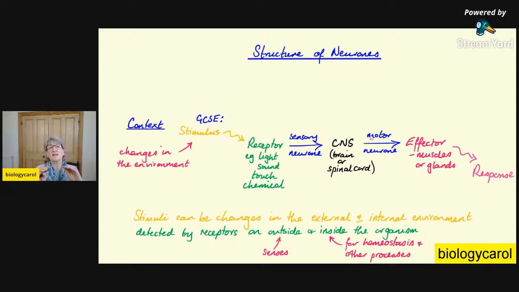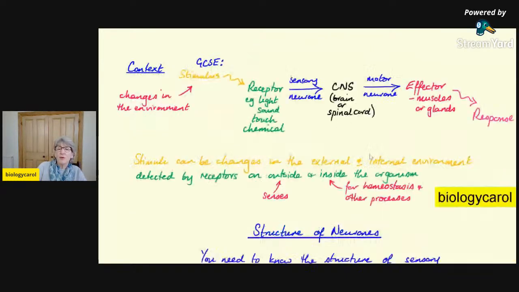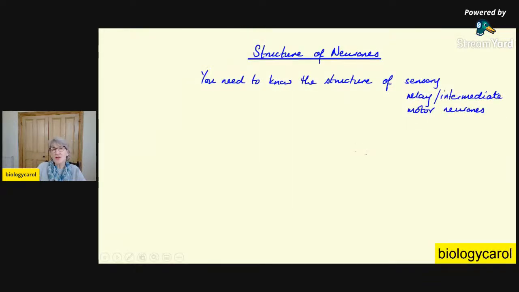That's homeostasis, keeping the internal conditions the same. If our blood's getting too hot, our body brings about a response so that the temperature comes down. If our blood pressure gets too low, our body brings about a response so that the blood pressure increases again. So all those things are going on inside and outside the body.